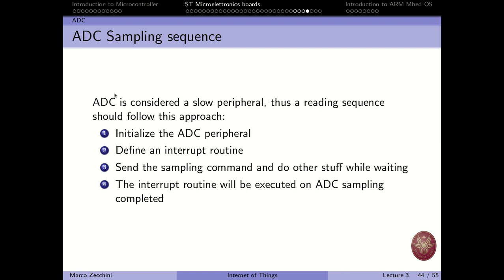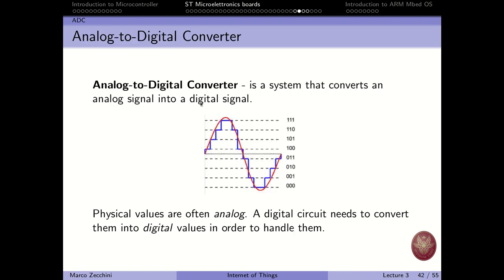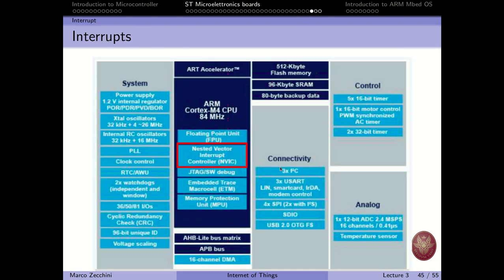So when we want to sample, to convert an analog signal to a digital signal, we should use this approach. We need to initialize the ADC peripheral. We should define an interrupt routine, send the sampling command, and do all the other work while we are waiting for the interrupt routine to tell us that the sampling of the ADC was completed. This is done in a loop, and this allows us to obtain information from the external world for our microcontroller.